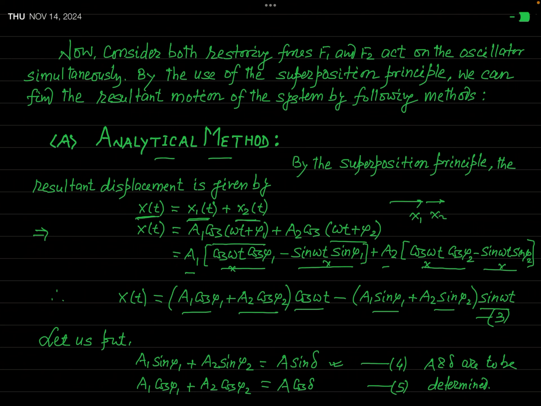Now let us put A1 sin phi 1 plus A2 sin phi 2 equal to A sin delta, and A1 cos phi 1 plus A2 cos phi 2 equal to A cos delta. We consider it. Here A and delta both are unknown. We have assumed them, so our aim will be to find or to determine the values of A and delta. Now you can easily see how we can find the value of A and delta.